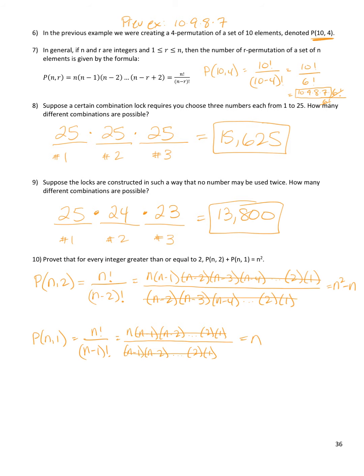So what I'm trying to prove is P(n, 2) plus P(n, 1) equals n squared. So let's add P(n, 2) plus P(n, 1). So for P(n, 2), I got n squared minus n, and for P(n, 1), I got n, and I have a minus n and a plus n, and that just gives me n squared.